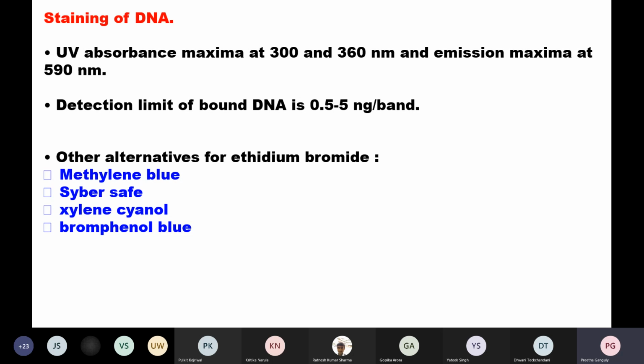Now, alternative to ethidium bromide, we can also use other molecules like methylene blue, SYBR Safe, xylene cyanol, or bromophenol blue.